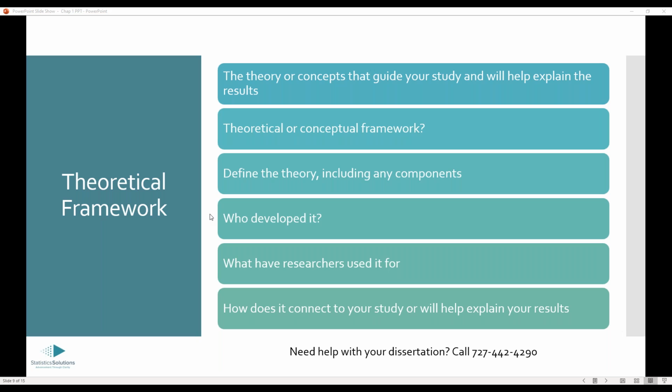Talk a little bit about what the theory was developed for. What was it developed to explain? How have researchers used it? And then you need to discuss a little bit about how it connects to your study, or how it will help to explain your results.